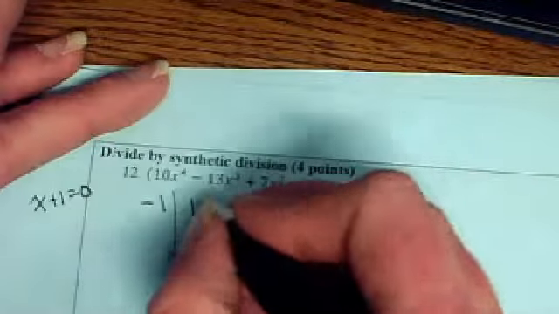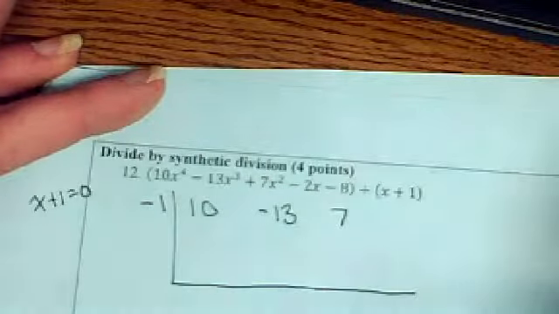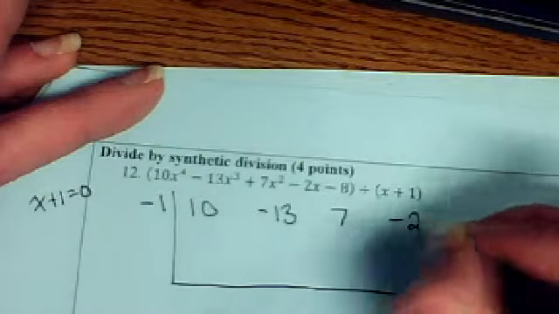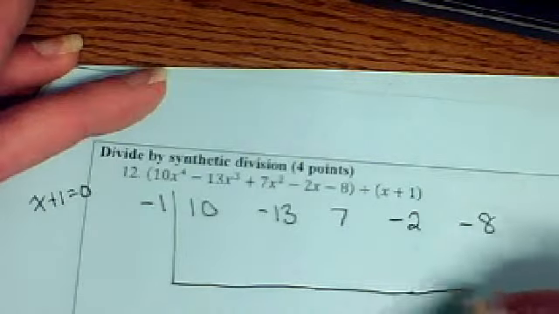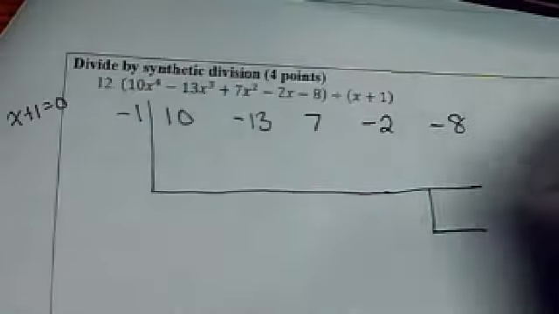Now we list our coefficients, making sure that if I miss anything, I put a 0 in its place. So x to the fourth, x cubed, x squared, x, and the constant. Underneath the constant is going to be my remainder.